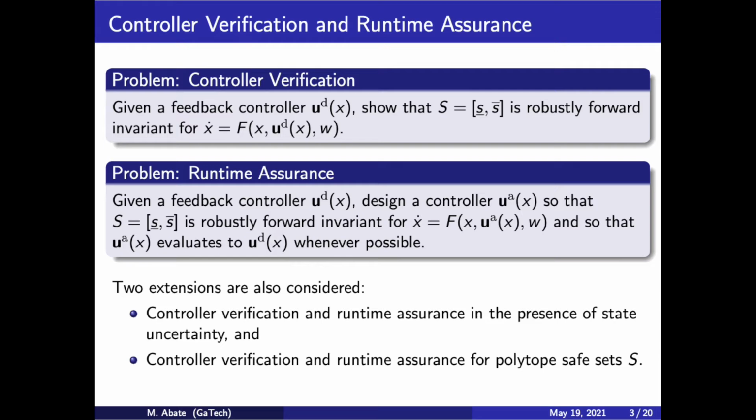We solve these two problems in this work, and we actually consider two extensions of both problems as well. We consider controller verification and runtime assurance in the presence of state uncertainty. The idea here is that your runtime assurance mechanism UA might not have access to the current system state, only, say, a set where your state is known to live. We also consider a second extension, which is controller verification and runtime assurance for polytope safe sets S. Initially we're just going to go through some of the results of this work in terms of hyperrectangular or interval safe sets, and then later we'll move on to the more general class of polytope safe sets.